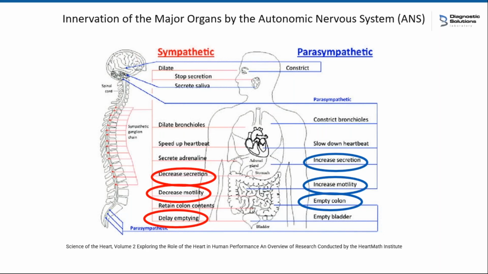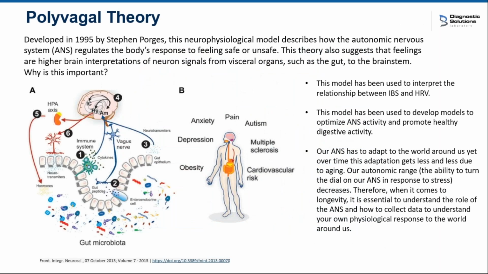So I really want you to re-explore this. This is kind of the foundation of what we're going to be talking about today. And so let's jump into this next slide and go a little bit deeper into the autonomic nervous system. So we're going to talk about the polyvagal theory.